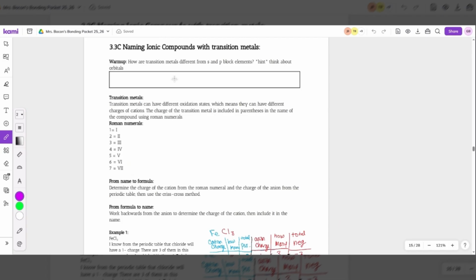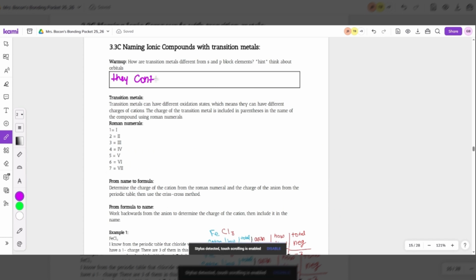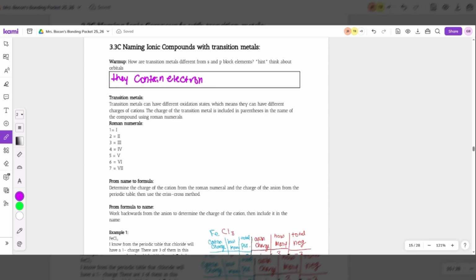All right, so to answer this warm-up question, I'm going to say they contain electrons in their d orbitals. And then here I kind of got ahead of myself and started talking through a little bit of this. So transition metals have different oxidation states, meaning that they can take on different charges.